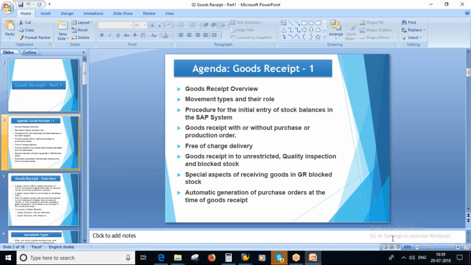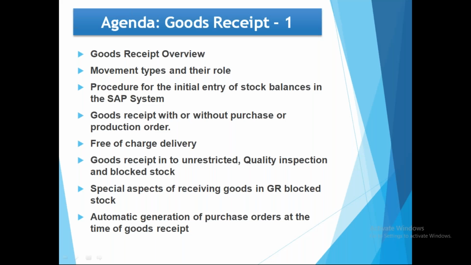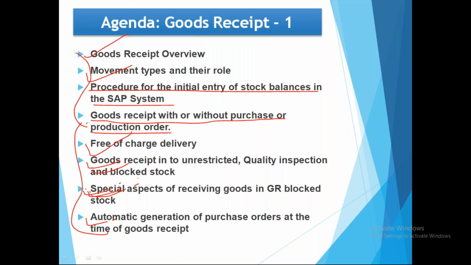We will see what is goods receipt. Then we will understand what are movement types and the rules. We will see the procedure for the initial entry of stock balance in the SAP system, goods receipt with or without purchase order and production order, free of charge delivery, goods receipt into unrestricted, quality inspection and blocked stock, special aspects of receiving goods in GR blocked stock, and automatic generation of purchase orders at the time of goods receipt. So these are the topics we will be discussing in goods receipt part one.